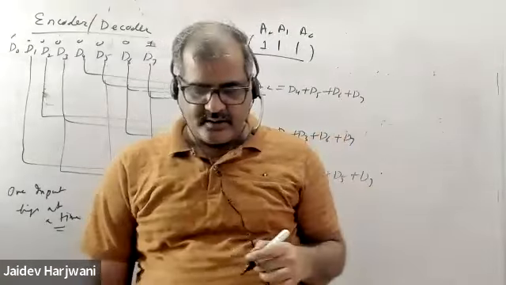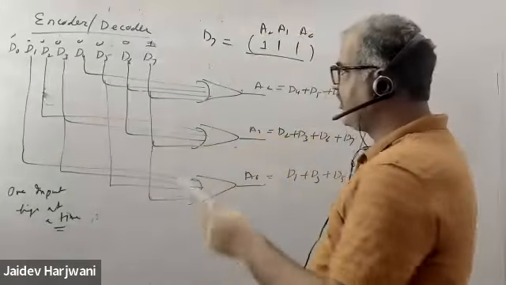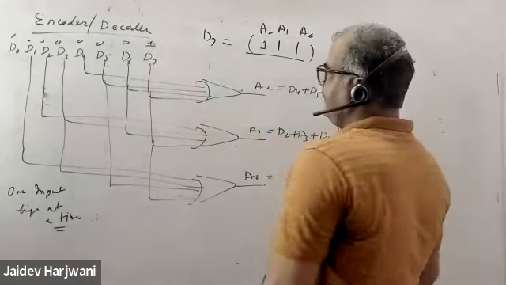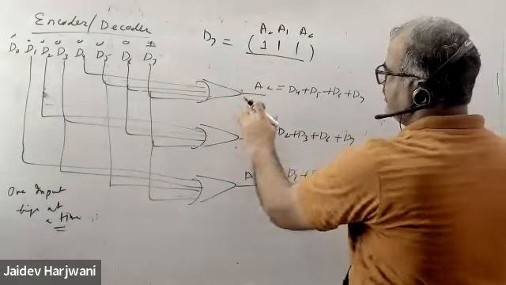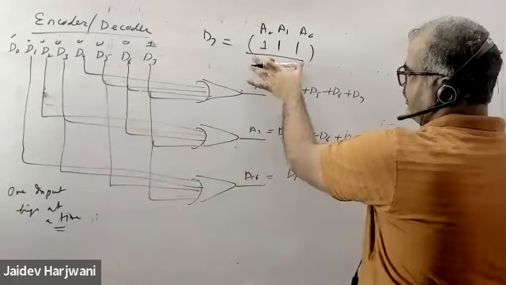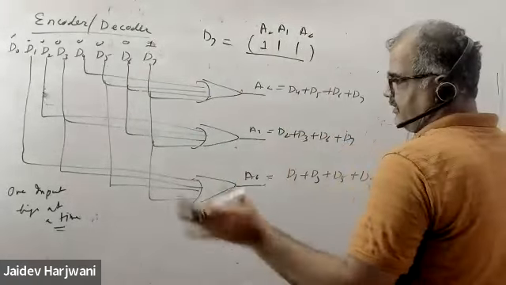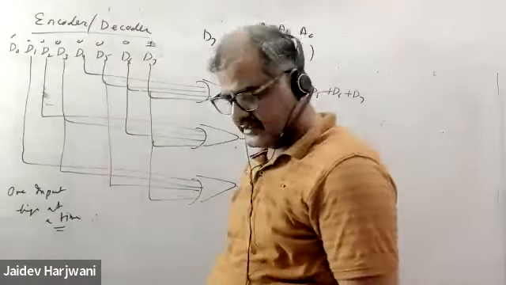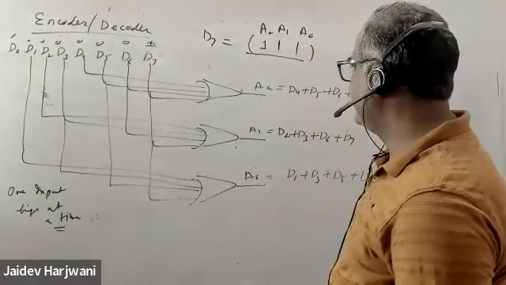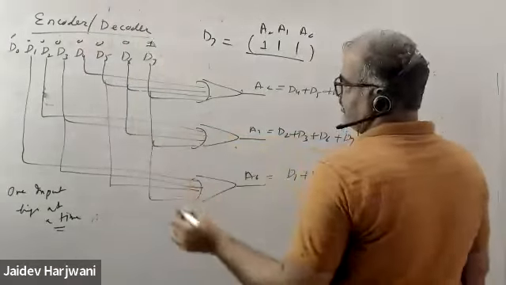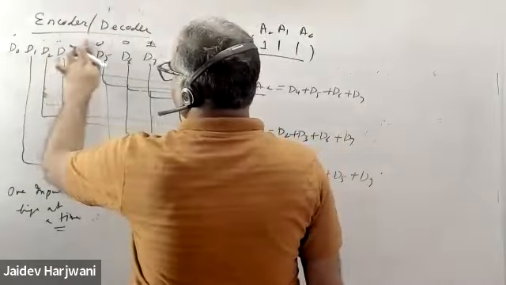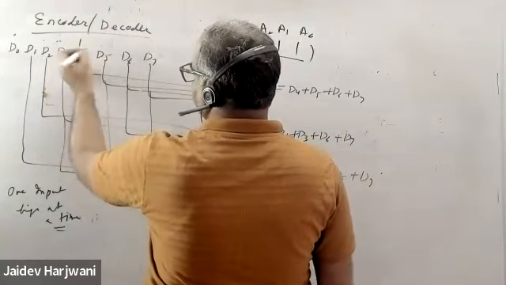Whichever input you make high, it will automatically be stored in the form of a binary number, because we are doing octal to binary encoding. So let us say I make D4 a 1. I'm making 4 a 1, and the others are 0.